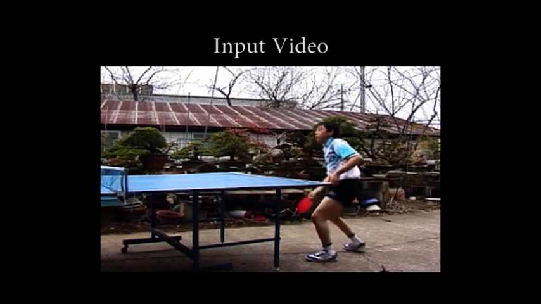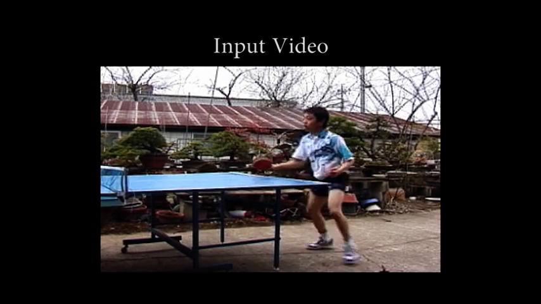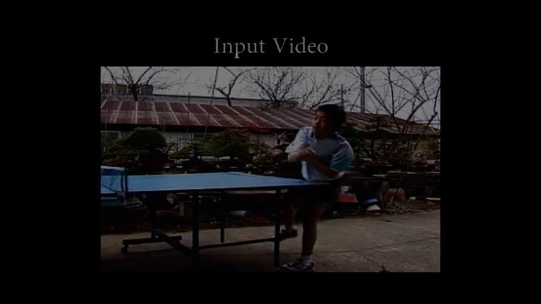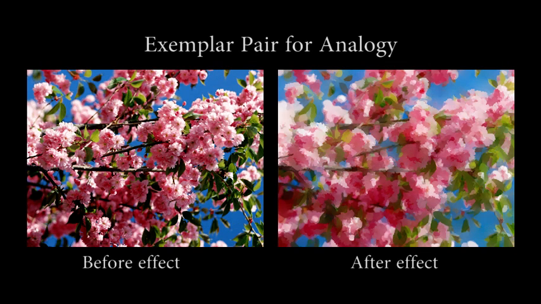Next, we show an artistic video stylization application that works similar to image analogies. The algorithm is given an input video to stylize. It is also given an exemplar pair that shows the photograph before and after stylization.